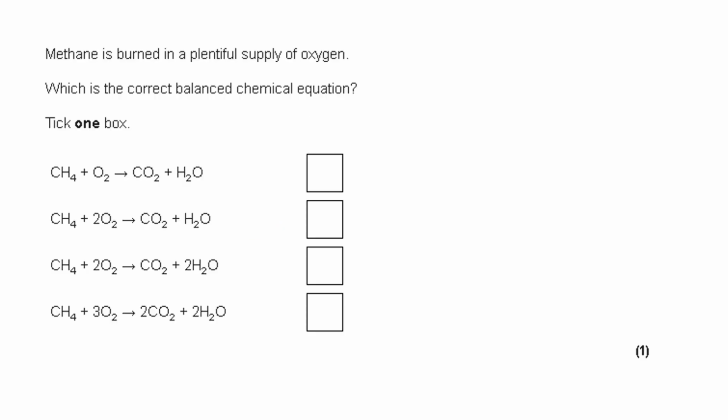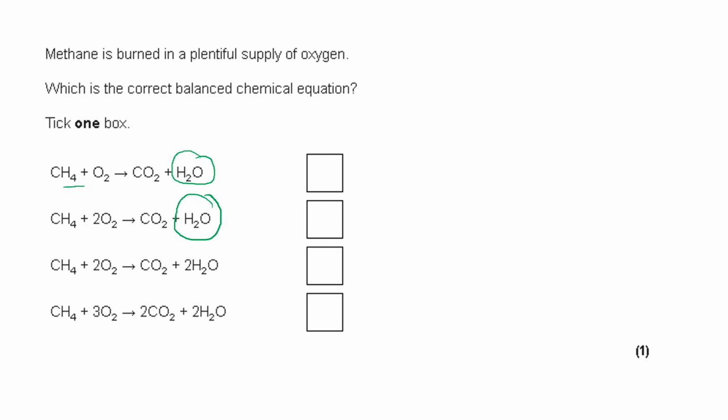Now in this last question, we're being told that methane is burned in a plentiful supply of oxygen, so that means we have complete combustion, and we've got to say which is the correct balanced equation. Now first of all, if we look here, we have CH4, so we need to make sure we have 4 hydrogens on the product side. So this one only has 2, so it cannot be this equation. This one only has 2, so it cannot be this equation either.